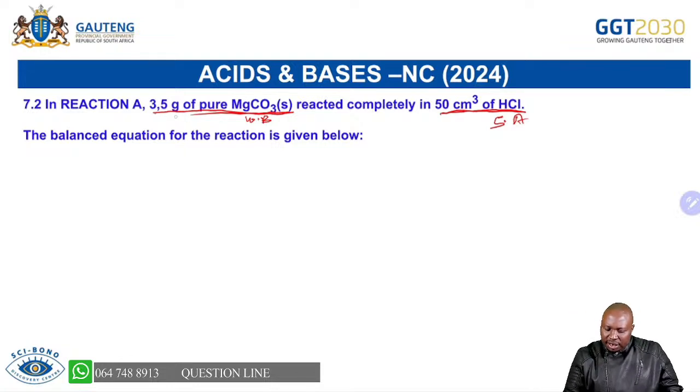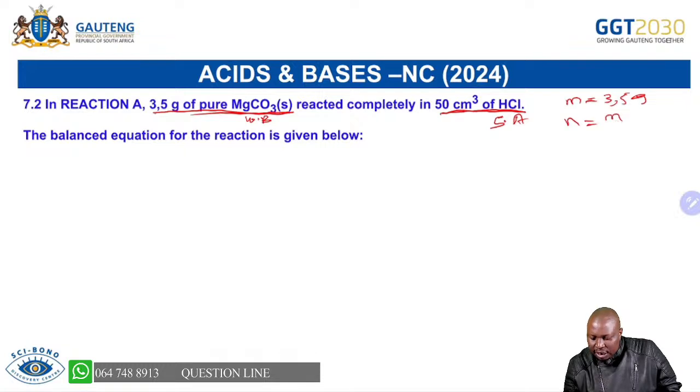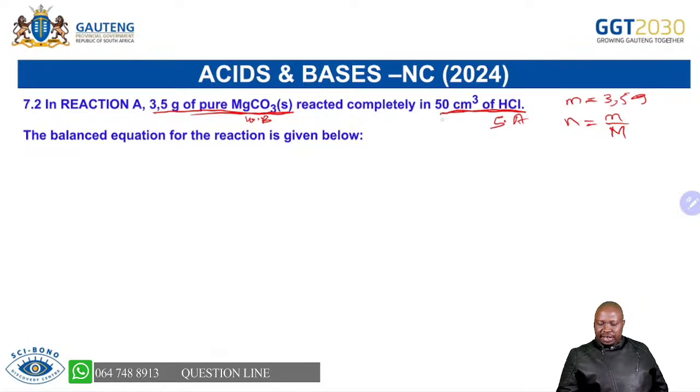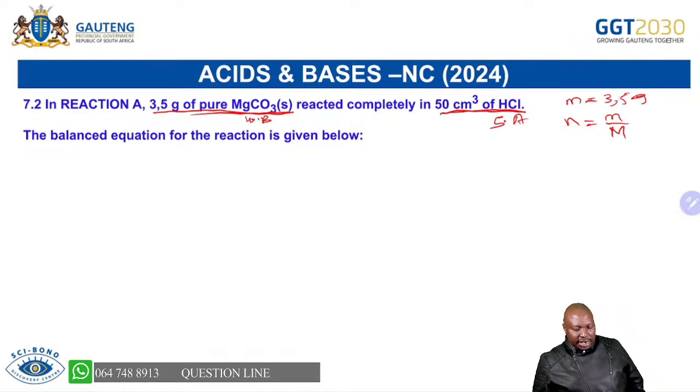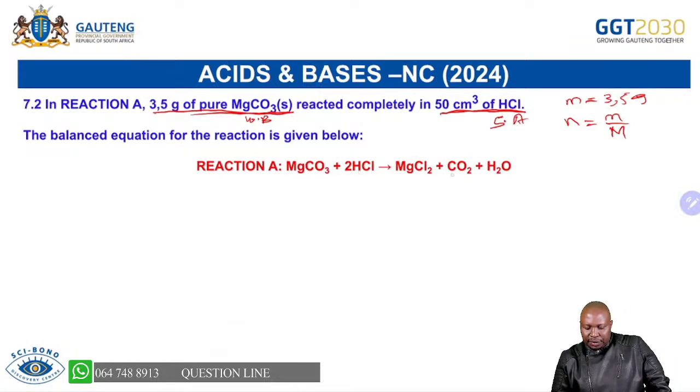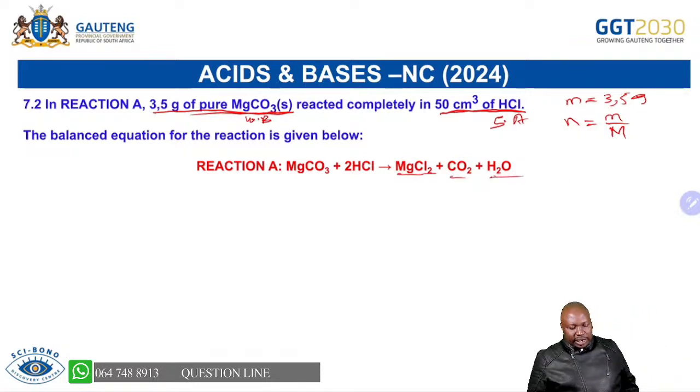So we are having now 3.5. When you're given mass, what comes to your mind? The mass is 3.5. Always when you're given mass, you think about number of moles, which is mass over molar mass. And then for the HCl, we're only given the 50 cubic centimeter of HCl here. The balanced equation for the reaction is given below. So we have the balanced equation. Let me go to it for reaction 1. So you're able to see that we're having magnesium carbonate plus 2HCl, 2 hydrochloric acid, forming the salt, magnesium chloride, carbon dioxide, and water. So there is carbon dioxide as well that is formed there.